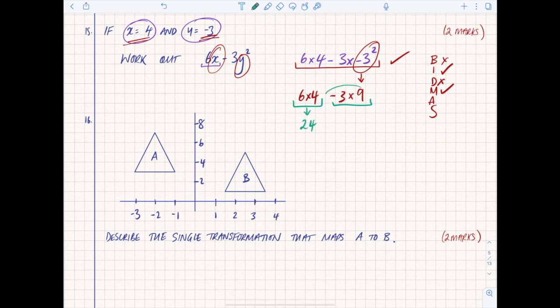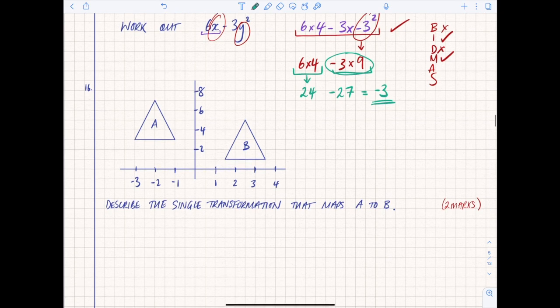Now what you've got is minus 3 times 9, which is minus 27. When you've got a positive times a negative, the answer is a negative. So 24 minus 27 is minus 3. Okay, so that's your answer for the substitution part.